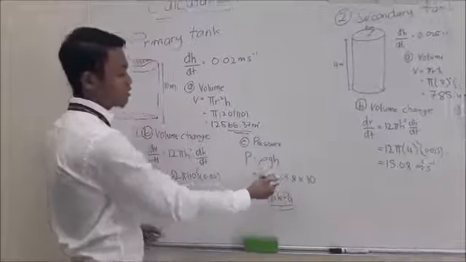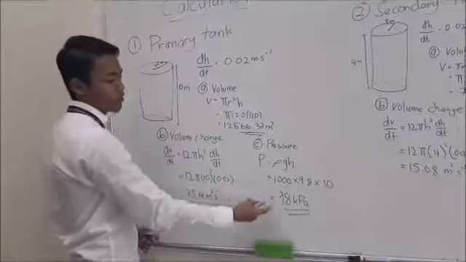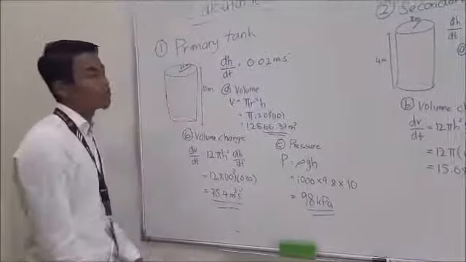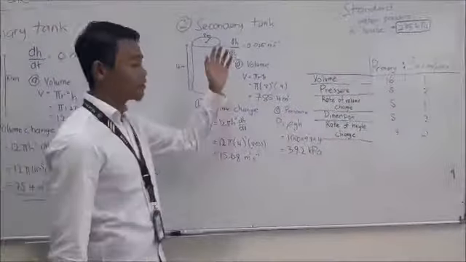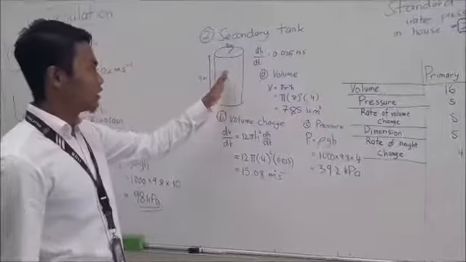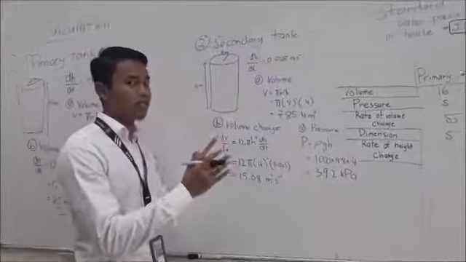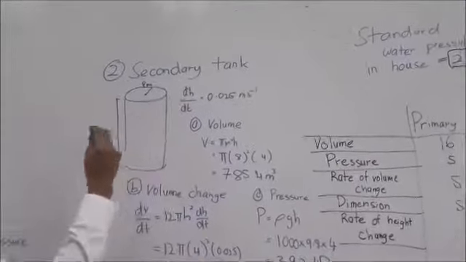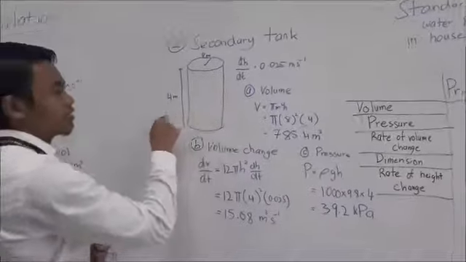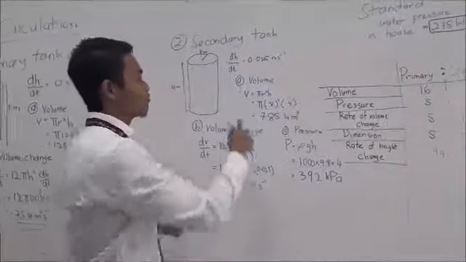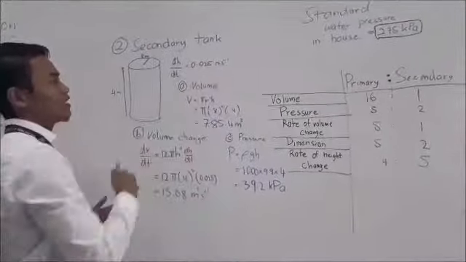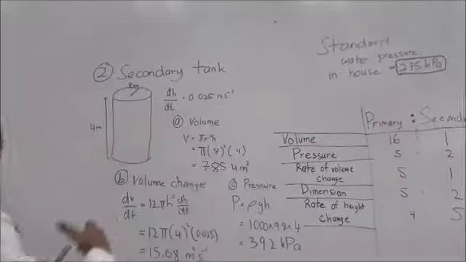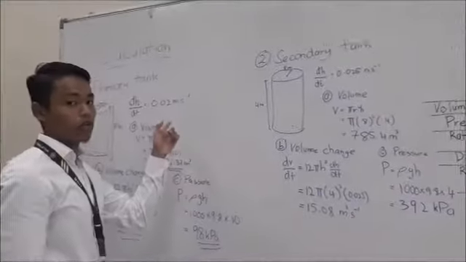And then we set the height of the tank and we got 98 kPa. So now I will tell about the secondary tank. For the secondary tank, its dimension is quite smaller than the primary. For the radius we use 8 meters, while the height of the tank is 4 meters. And the rate of height change is 0.025, compared to the primary which is 0.02.